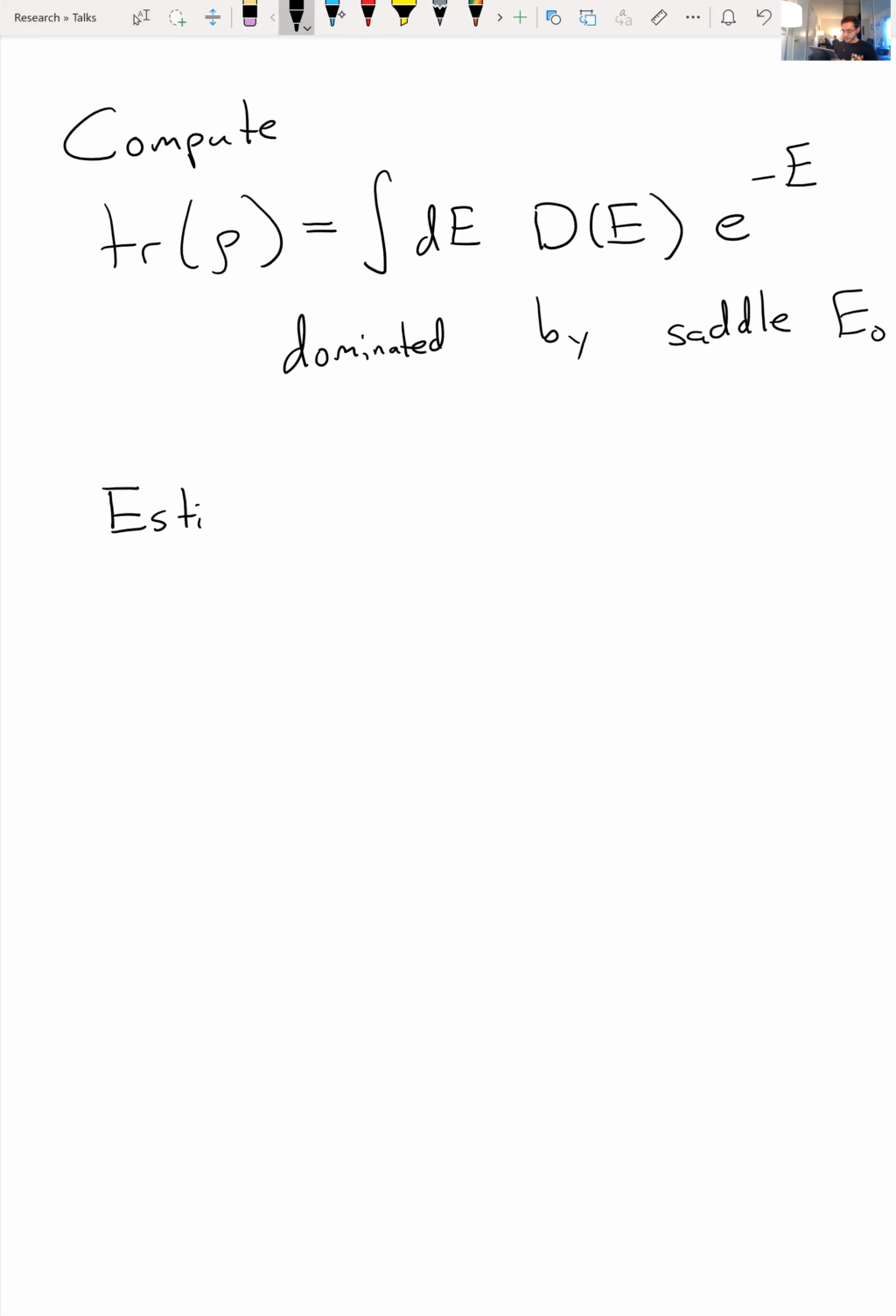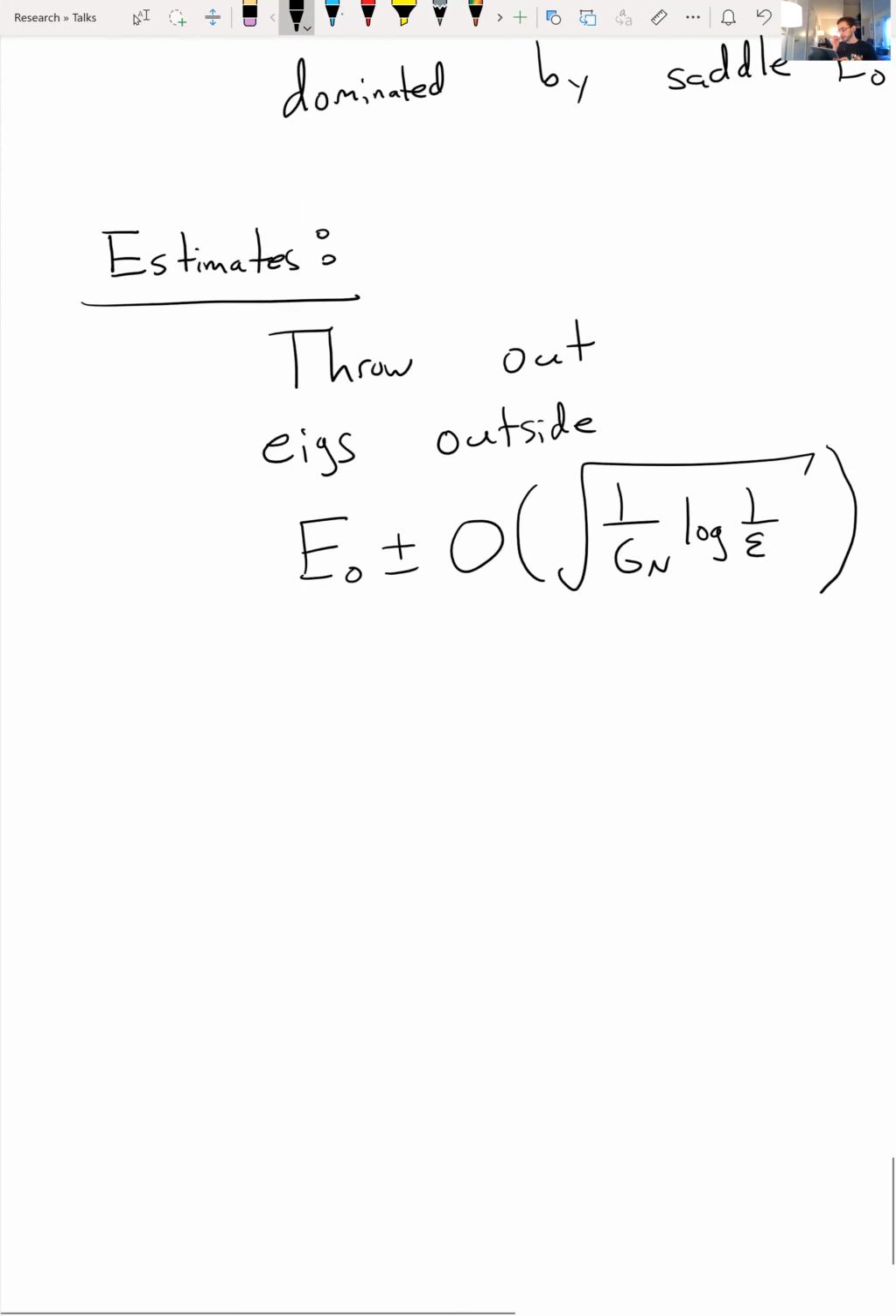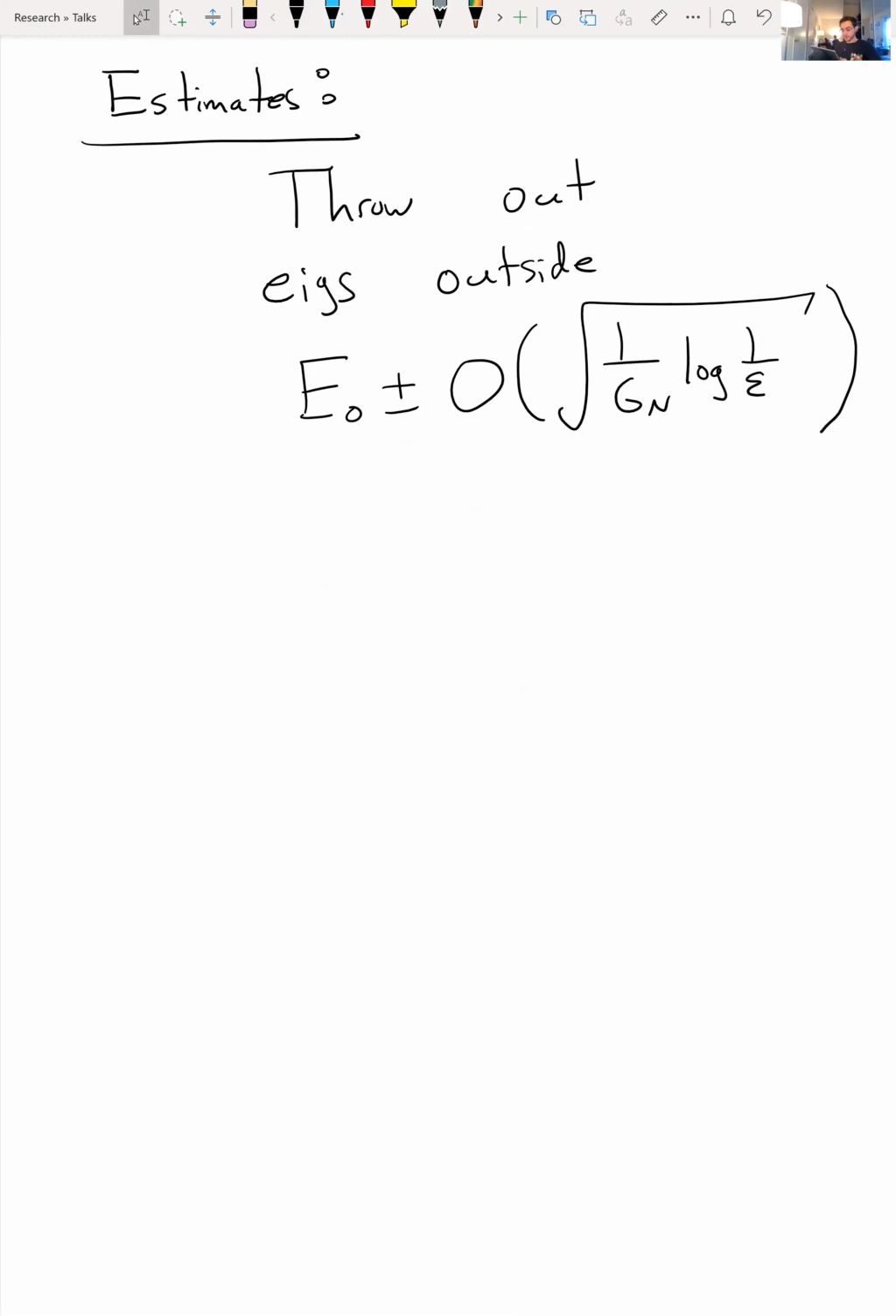Using standard estimates on saddle point approximations, we can see that if we throw out all of the eigenvalues outside of a certain range, and that range is going to be E0 plus or minus order 1 over G Newton log of 1 over epsilon, where epsilon is going to be some number that I can fix by hand. If we throw out all of the eigenvalues outside of this region, then we're going to get a pretty good approximation to the integral that I wrote above within order epsilon. And I fix epsilon in the eigenvalue range in order to give me the error that I want in this integral.